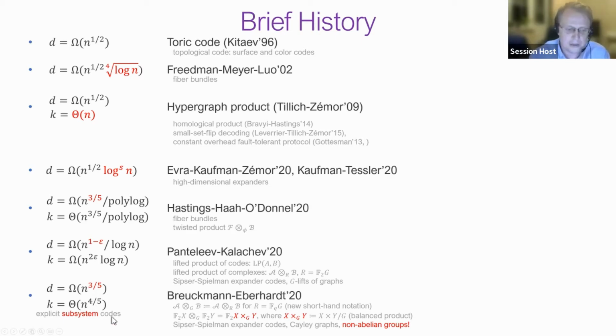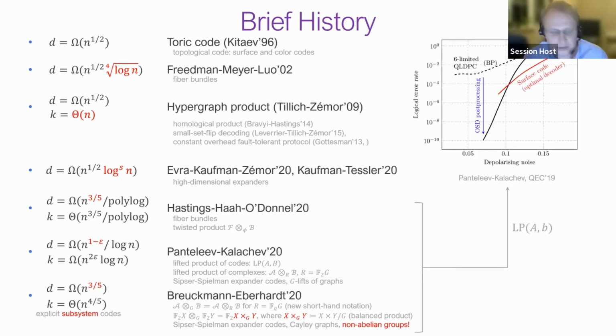But what is important, they also proposed some explicit constructions. So these previous two constructions were not explicit, and they proposed a way to construct these codes explicitly using Cayley graphs and using LPS expanders. Okay.